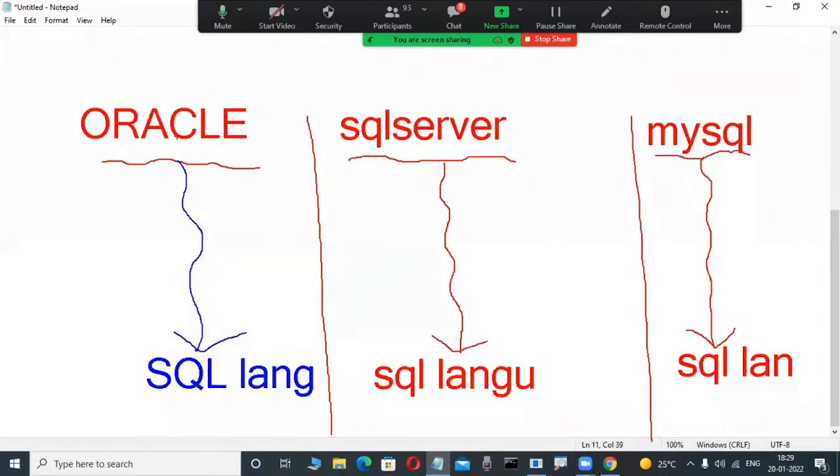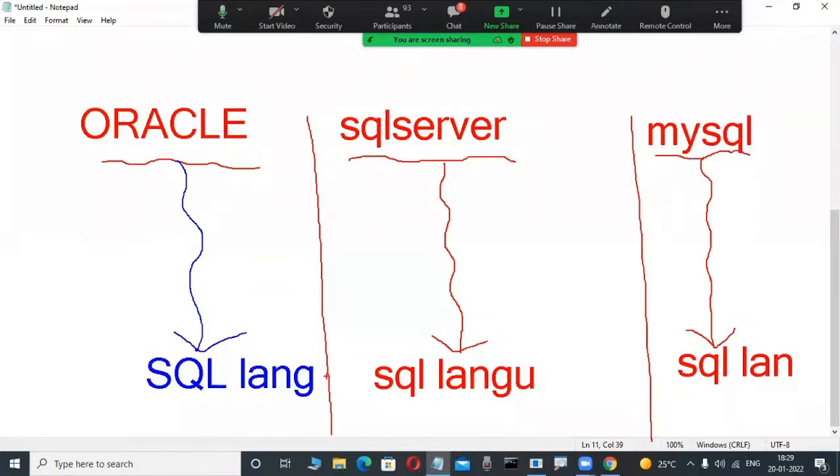Suppose you are working on an Oracle database product, your friend is working on SQL Server, and your other friend is working on a MySQL database product. All these persons are using the SQL language only, but are all these SQL languages the same or different? Only one answer is correct. Easy. Maybe some technical persons in our class can tell. Are all these SQL languages the same or different?